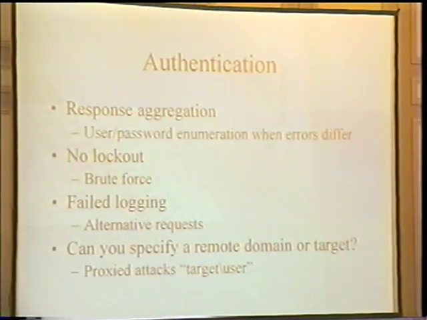Authentication calls are also an interesting place to look. Response aggregation: if I try a username and get one error, and a username with a bad password gets me a different error than a bad username, then I can forget the password at that point. That's response aggregation, one place to look in code for vulnerabilities. No lockout: I can do a brute force for as long as I want. Failed logging: if I can make a request and it doesn't get logged, like, I don't want to attack your telnet or your SSH port, but I could attack your POP3 port all day long, and it would be going against the same authentication database, then that's a problem. Or specifying a remote domain or target.